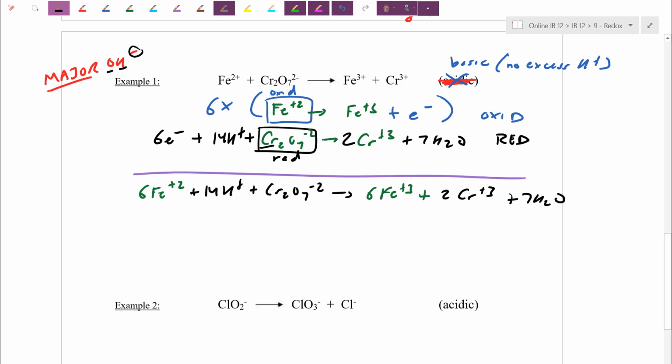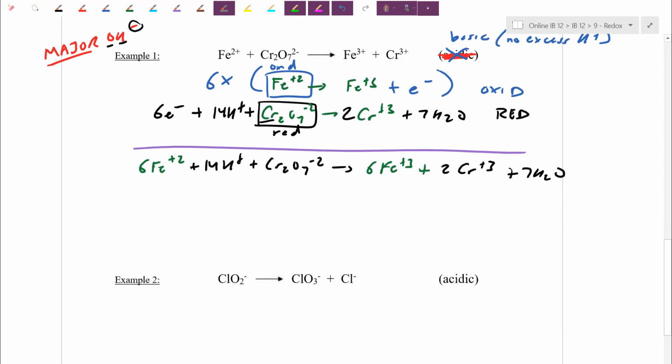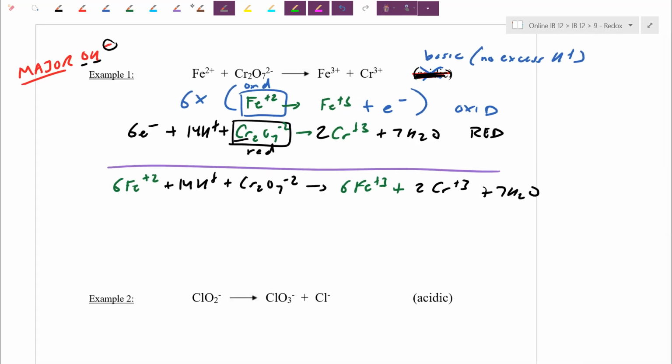Again, in IB, they would usually just say balance this. Even if they didn't say acidic, or they mentioned acidic in brackets, that would be your answer: acidic. I just gave you this added little extension. This is actually something they do in regular Chem 12. If it is basic, what they're implying is, wait a second, there shouldn't be excess acid around. And in fact, we're going to see later on, these H+ are actually important.